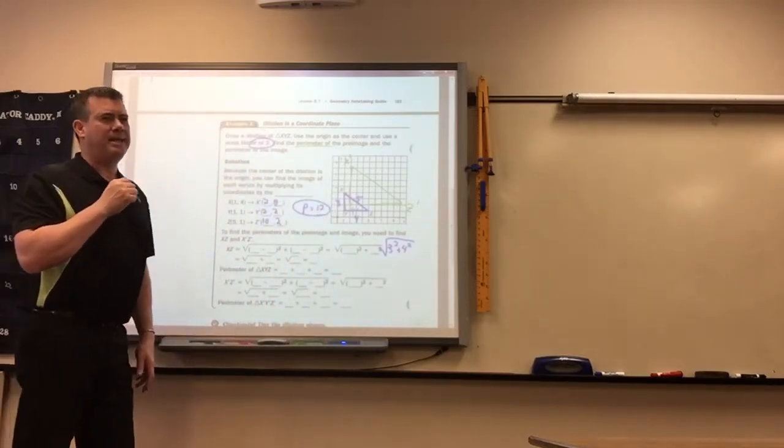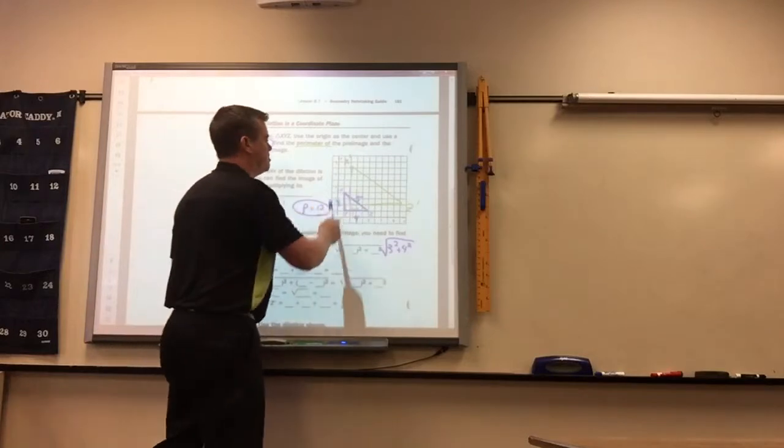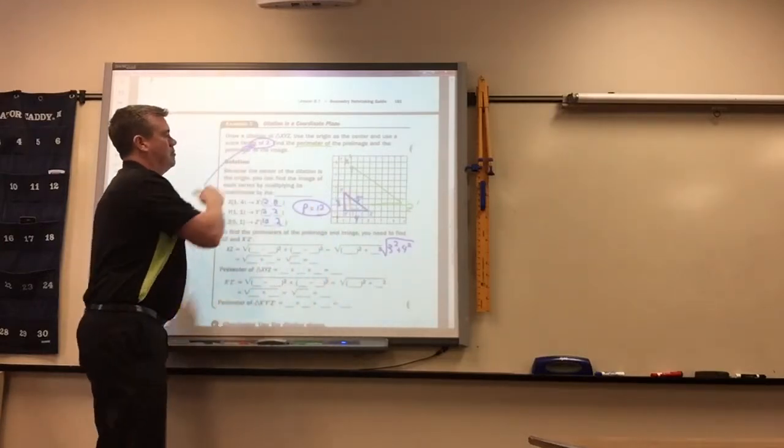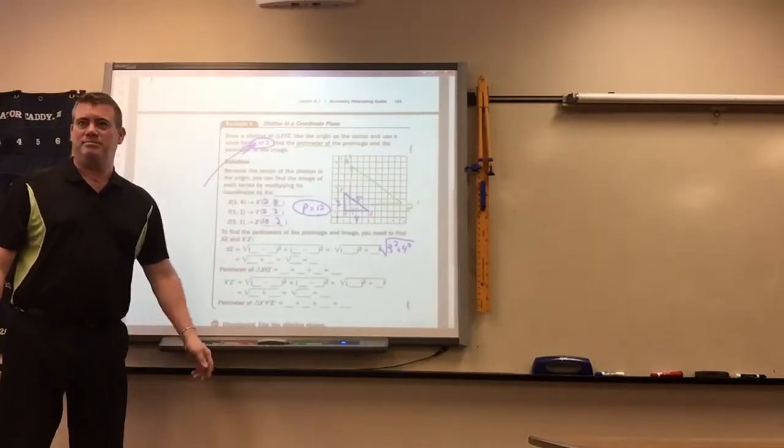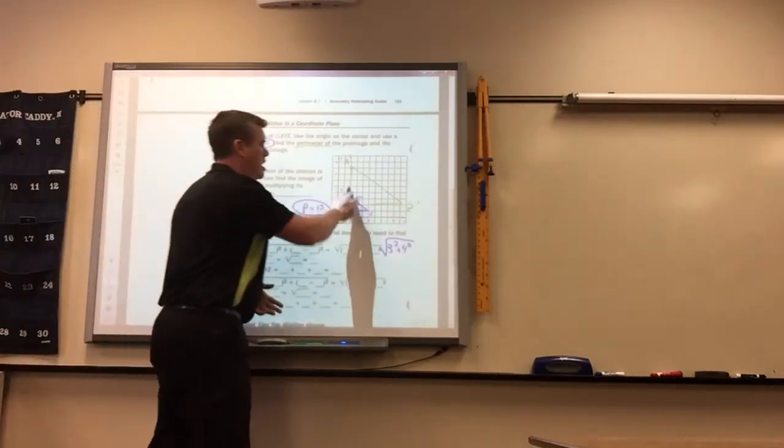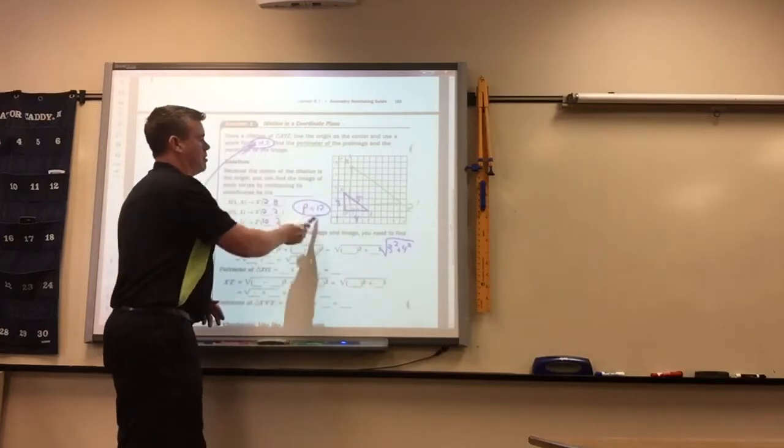Okay. Any guess on what this perimeter is before we solve it? Just take the scale factor, right? So we could solve it, but it's going to end up being just double the perimeter.